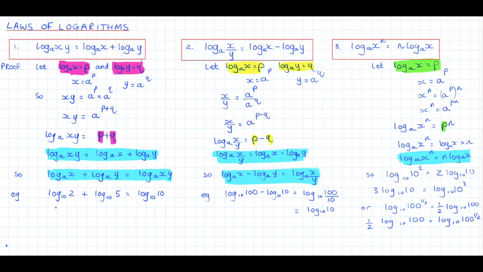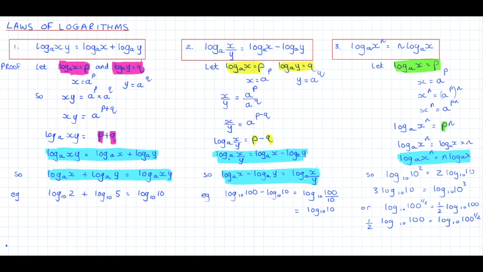So what would we do if we had log 2 to base 10 plus log 5 to base 10? Then that is equal to the product. If we are adding these, then it's the product, log 2 times 5, which is 10, to base 10. So that you absolutely have to be able to do.